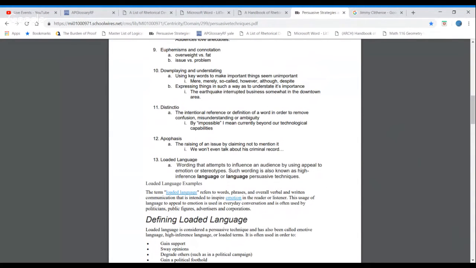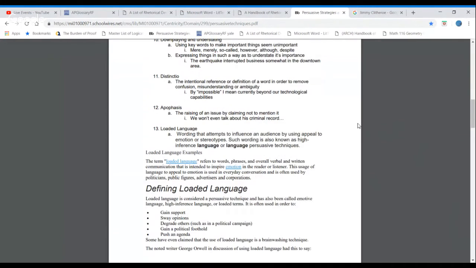Distinctio. The intentional reference or definition of a word in order to remove confusion, misunderstanding, or ambiguity. By impossible, I mean currently beyond our technological capabilities. Apophasis. The raising of an issue by claiming not to mention it. We won't even talk about his criminal record.